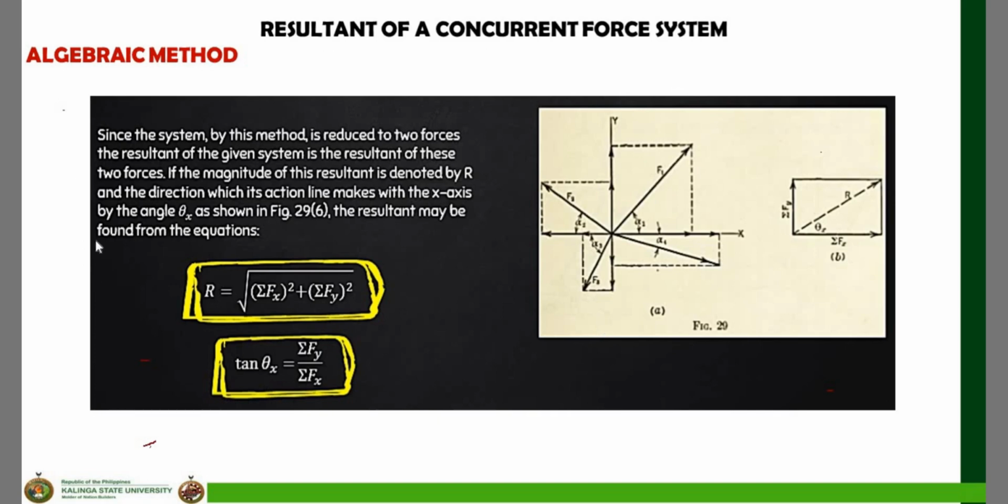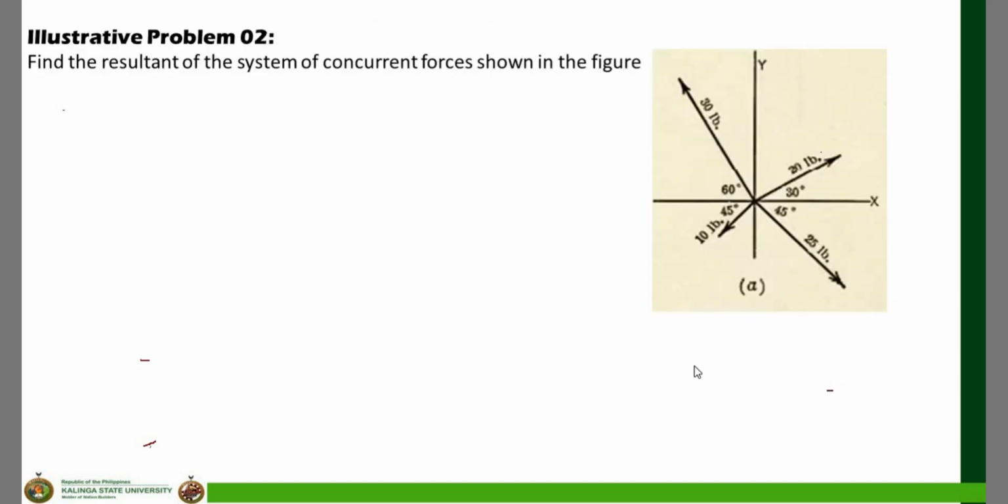Now, if we're going to use the algebraic method to determine the resultant, this is our working equation, wherein R is equal to the square root of summation of Fx squared plus summation of Fy squared. And theta x, again, that is the angle of inclination of the resultant from the x-axis. So to further understand how to use this algebraic method, let's try to solve this problem, illustration number 2.